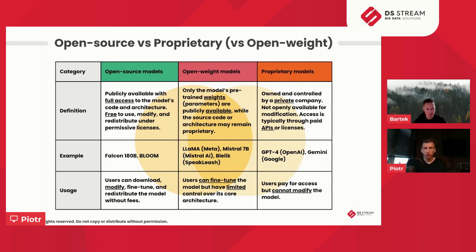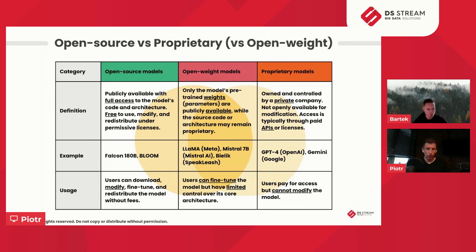Examples you can see on the screen: Falcon or Bloom. You can see, by the way, that Falcon has 180B. What does it mean? This is billions of parameters, so this is a kind of size, or how big this model is, or how much knowledge is packed inside of it.